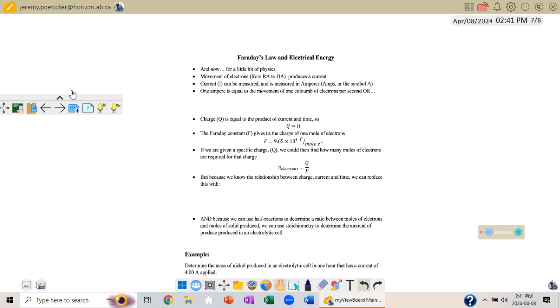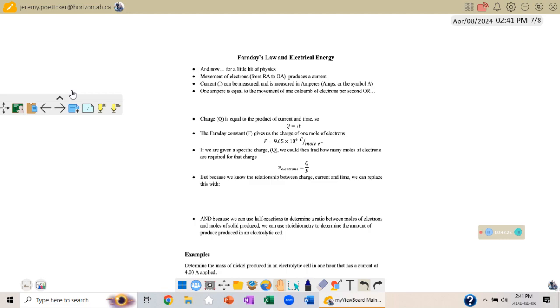Now, current, the symbol is I, because, yeah, physics is weird that way. Let's use an I to denote something that has no I in it at all. It's measured in amperes, so I is the symbol for current, measured in amperes, or amps, symbol A. 1 ampere is equal to the movement of 1 coulomb of electrons per second.